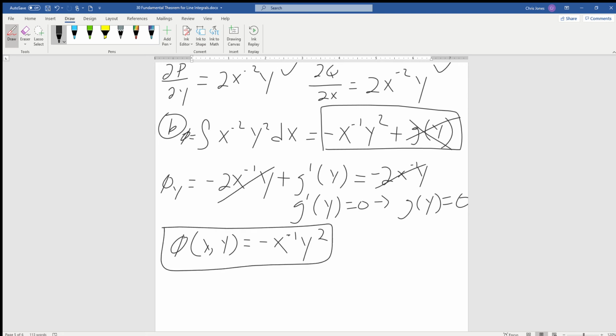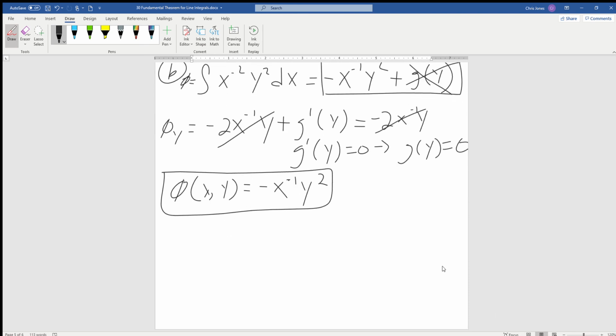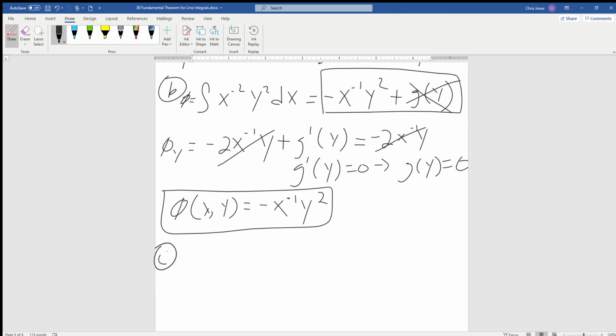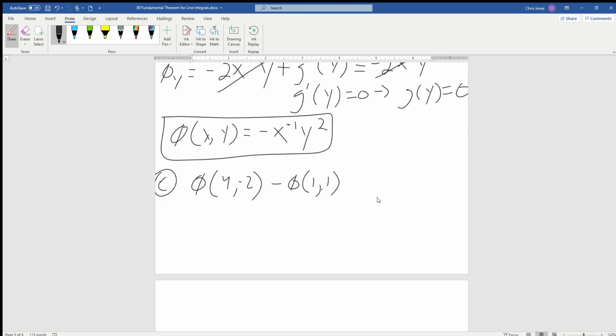Now that we know the potential function, it doesn't matter whether it's a curvilinear or whether it's a sinusoidal path, whatever it is, all we care about is going from (1, 1) to (4, -2). So for item C, we want to go phi of (4, -2) minus phi of (1, 1). Now a little bit more work this time, though not much. So that's going to be the opposite of 4 to the minus 1 times negative 2 squared, minus the opposite of 1 to the negative 1 times 1 squared.